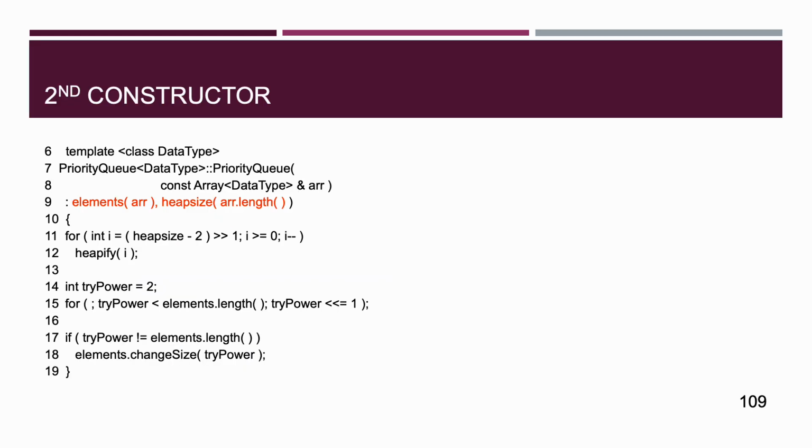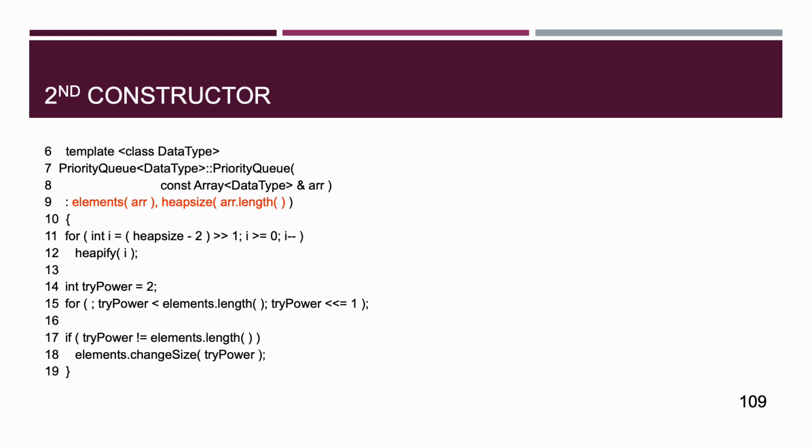Okay, now let's take a closer look at the second constructor of our priority queue class. This constructor allows us to initialize the priority queue using an existing array. It's particularly useful for building a heap efficiently from a predefined set of elements. So here we have a template. The constructor uses a template parameter, class data type, making it generic and capable of handling various data types.